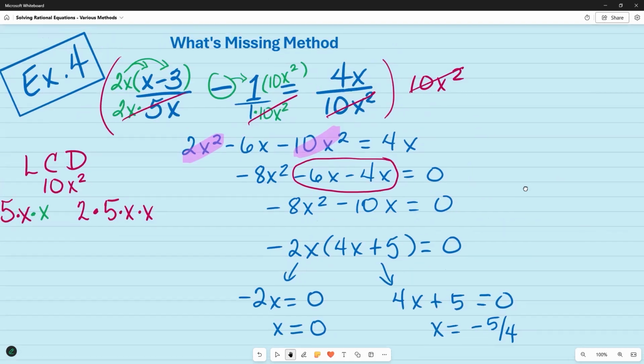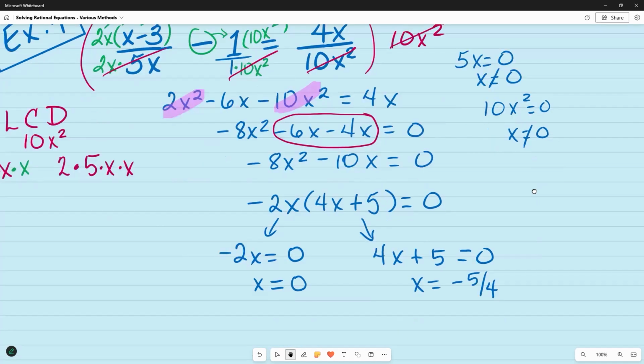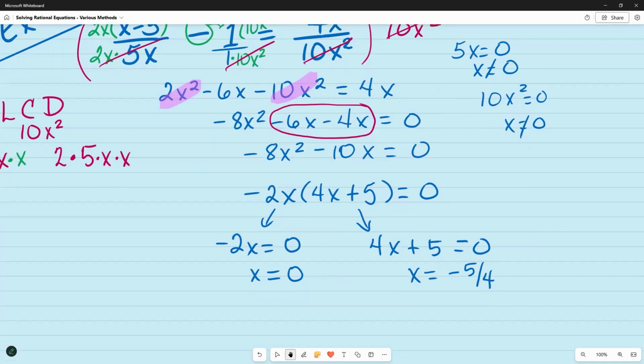Now, I need to check my excluded values. My original, which is in blue, had 5x as a denominator, so x cannot be 0. And then the same thing with the 10x squared. X still cannot be 0, which tells me that my answer that shows 0 is not a valid answer. However, I can keep this one.